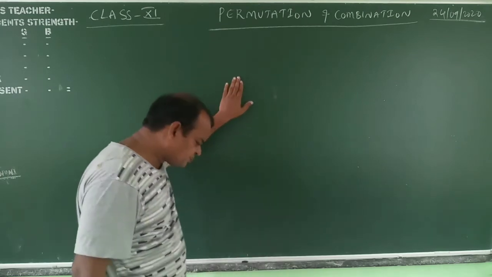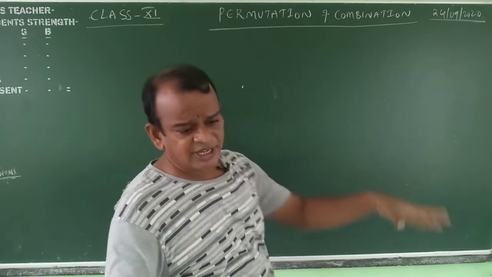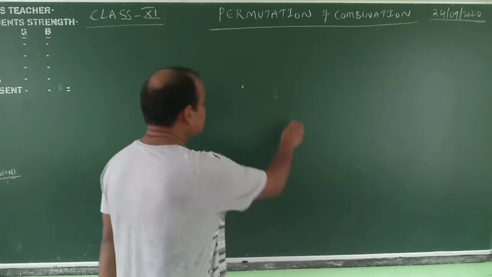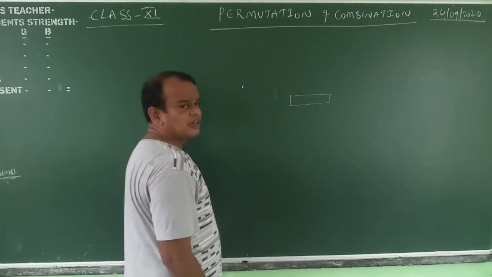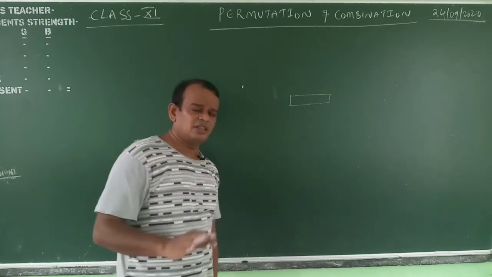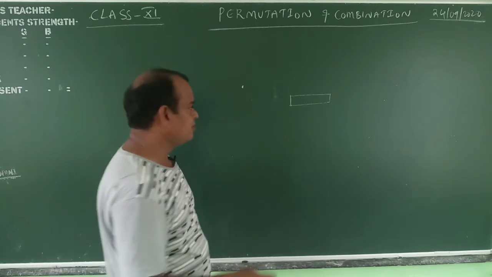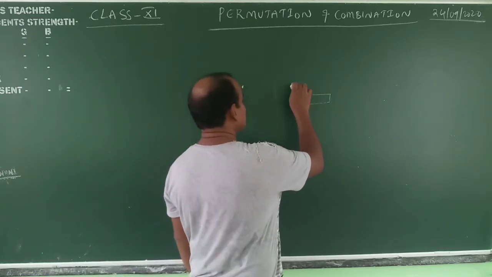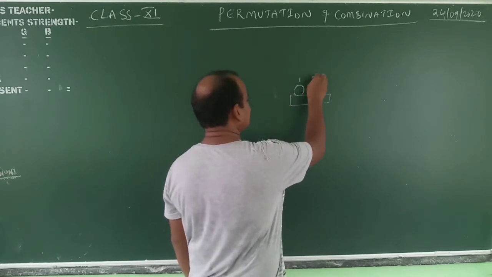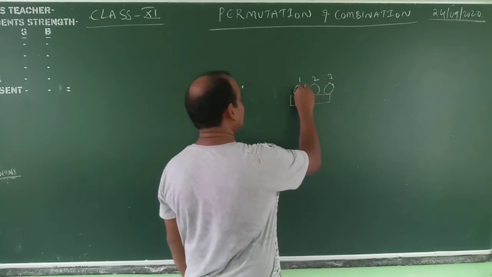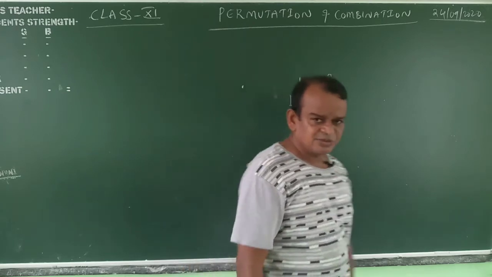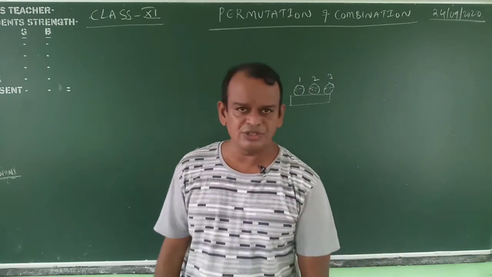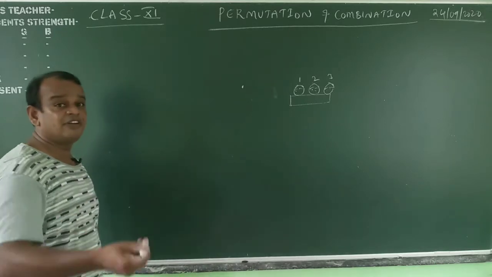For suppose, in a class, one table is there. In this one, 3 students are sitting at the table. For suppose this is student 1, this is student 2, this is student 3. Three students must and should sit together on the same bench. In how many different ways can we arrange them?